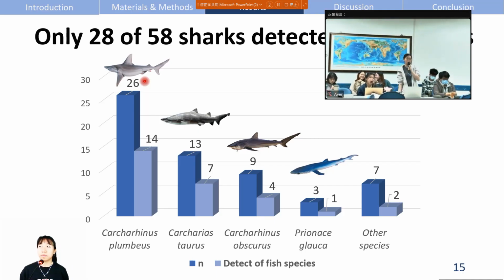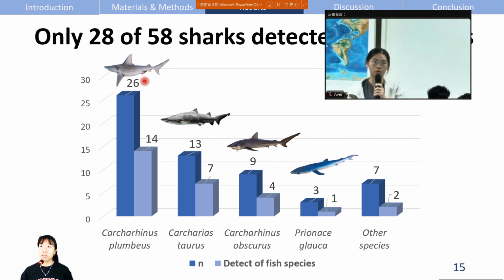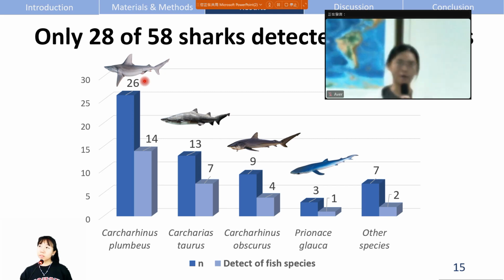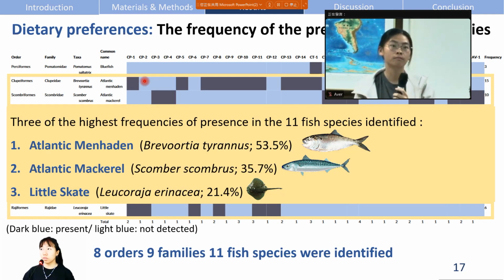So I want to ask if there is any difference between the fish you detect and the local fish fauna. Has this paper compared? He wants to know whether the presence of the sharks is related to the fish in the local fauna, right?